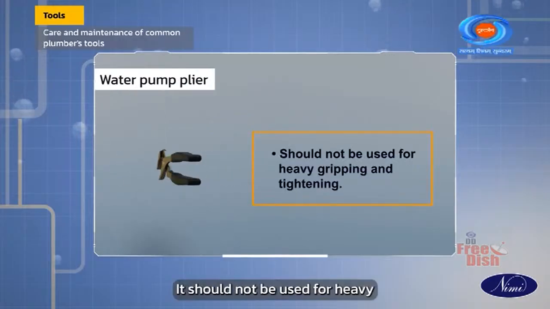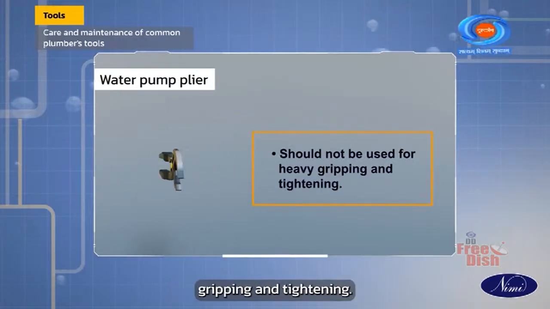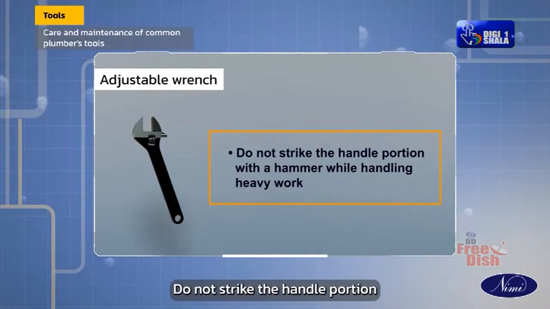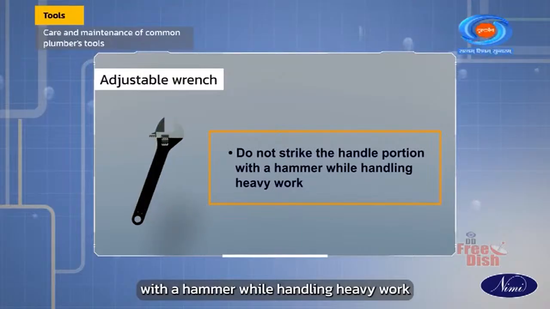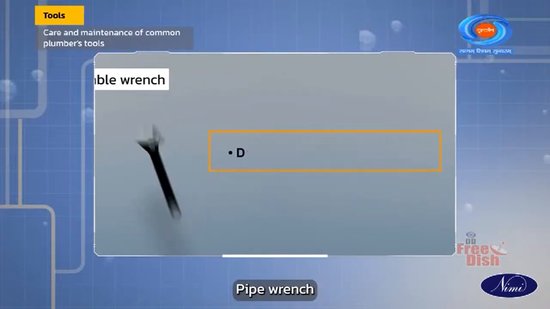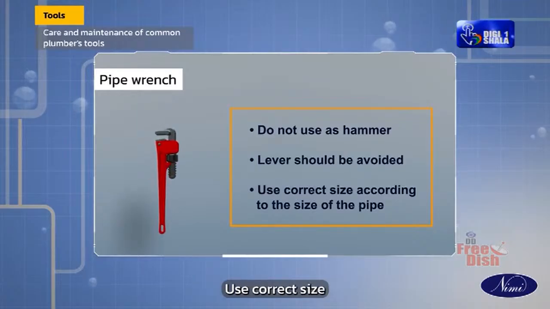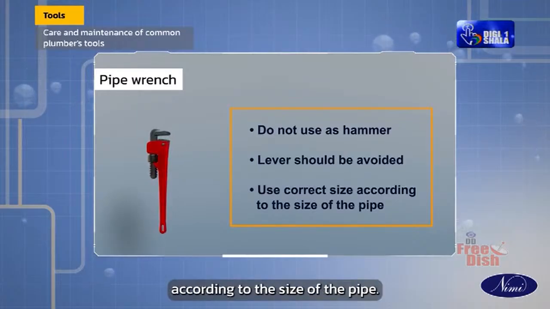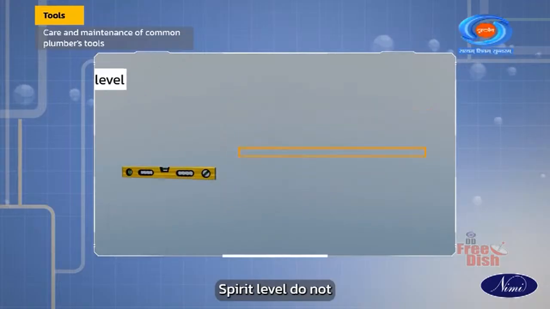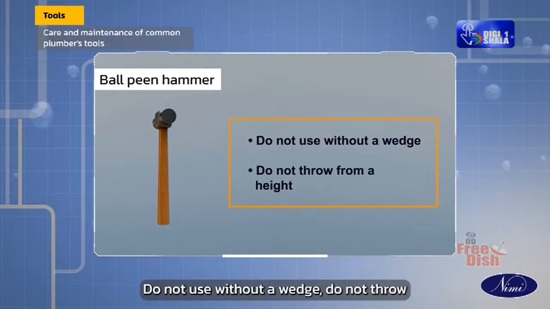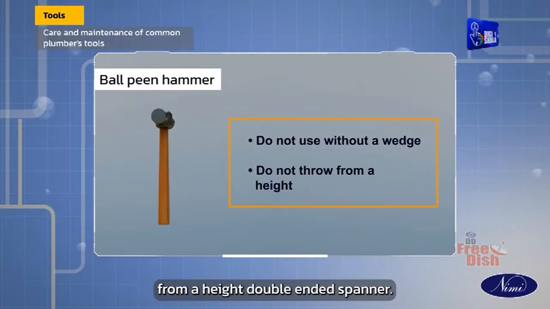Water pump plier. It should not be used for heavy gripping and tightening. Adjustable wrench. Do not strike the handle portion with a hammer while handling heavy work. Pipe wrench. Do not use as hammer. Lever should be avoided. Use correct size according to the size of the pipe. Spirit level. Do not throw after using.